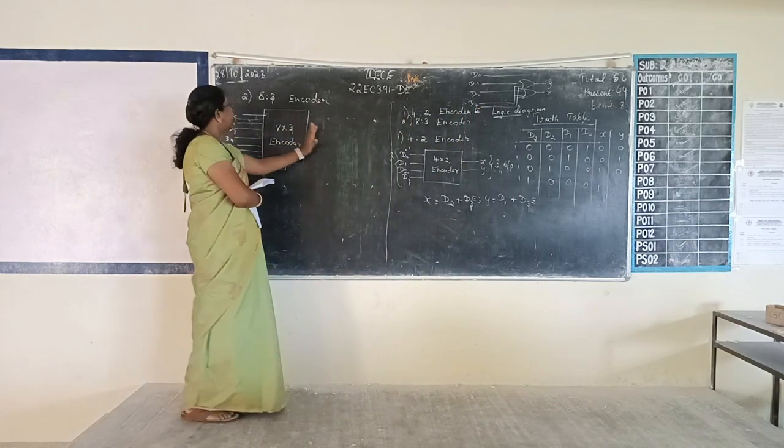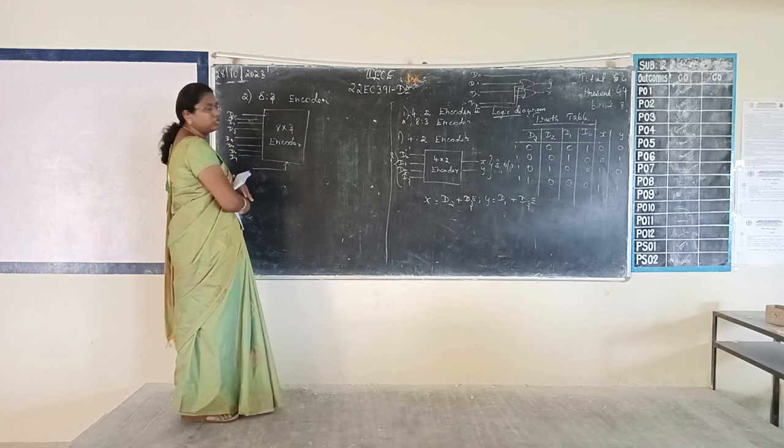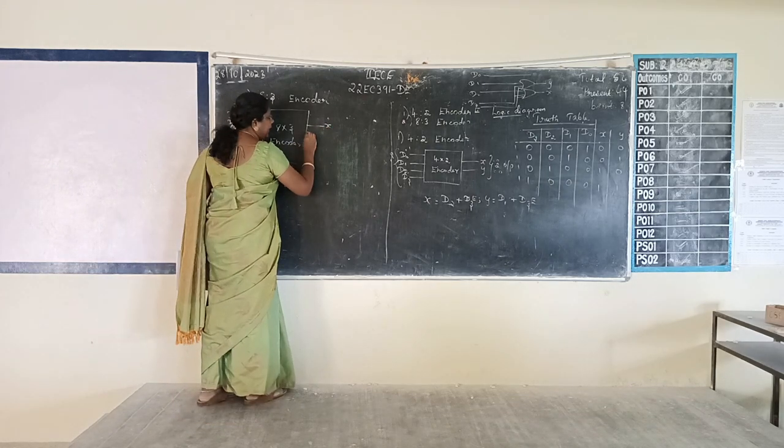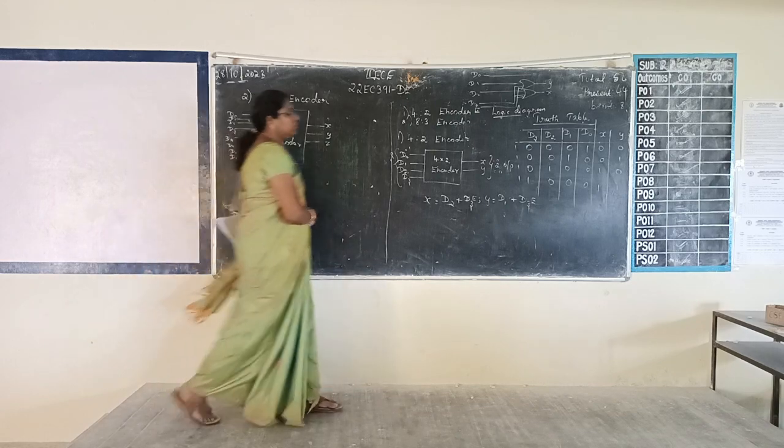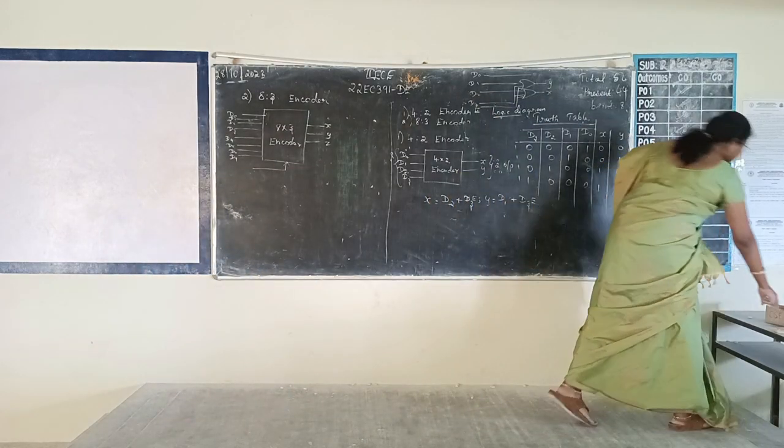How many outputs for the 8x3 encoder? 3 outputs. The outputs will be X, Y and Z. Then consider the truth table.